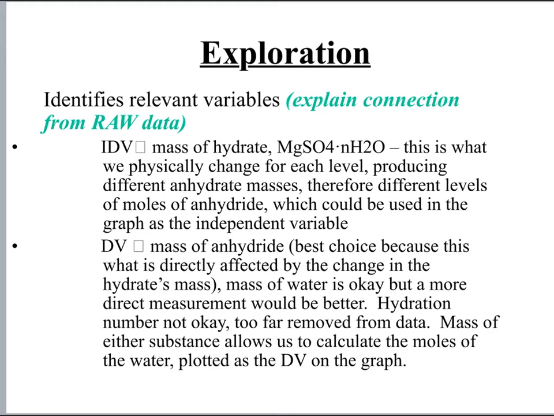One thing that is particularly bad is to go ahead and jump to the hydration number being the dependent variable. You're going to determine the hydration number from the relationship between your independent and dependent variables, but you are not directly measuring nor graphing the hydration number, so that is a bad choice for the dependent variable.